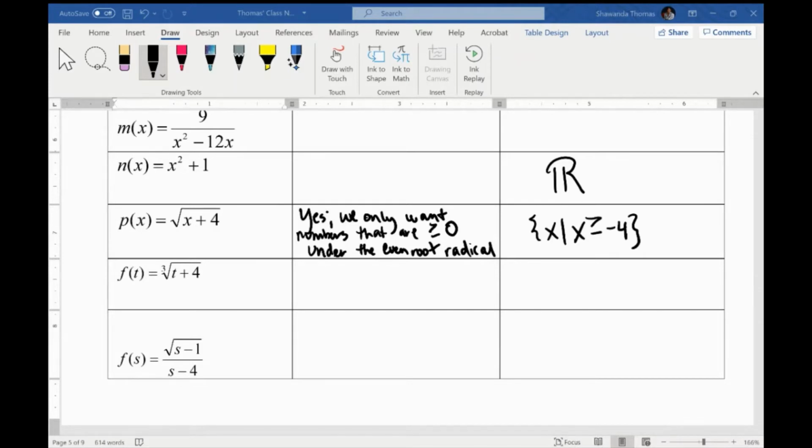It's cube, to the third. It's an odd root radical. So we are perfectly fine with having negative numbers under cube roots.